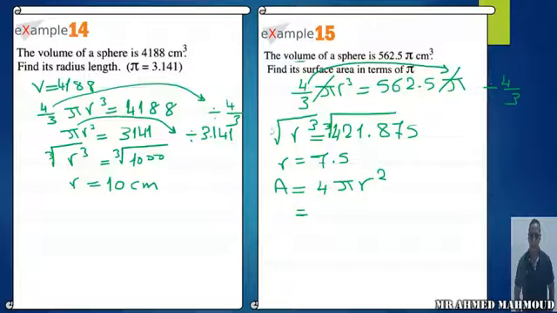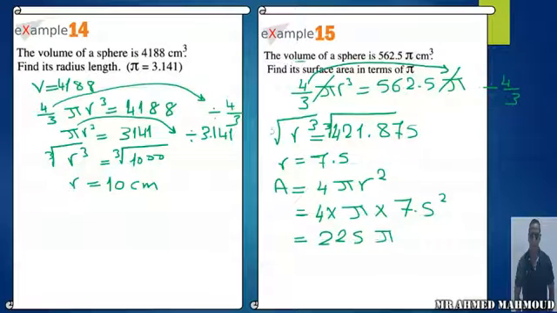But here he told me in terms of pi. When he says in terms of pi, then I will not replace pi with any value. It will be like this: 4 times pi times r squared, which is 7.5 squared. I'm going to calculate 4 times 7.5 squared, which is equal to 125, and I will write down pi without change. It will be centimeter squared.